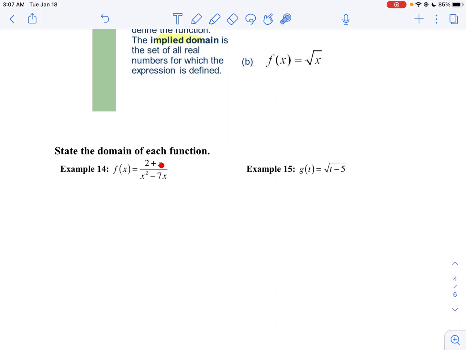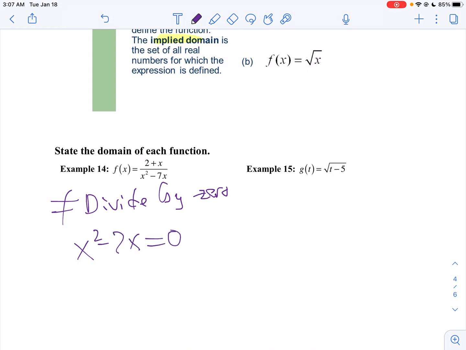I could replace x in my numerator with anything, and I'll get an answer, won't I? However, since I'm dividing, remember, you can't divide by 0. Big no-no. So what happens here, if my denominator is 0, I've got a problem. So what I'm going to do is take a look at this problem. I'm going to say, hey, when does my denominator equal 0?